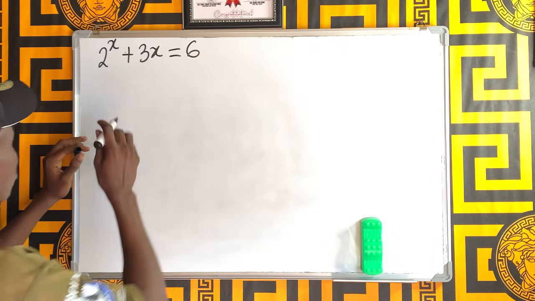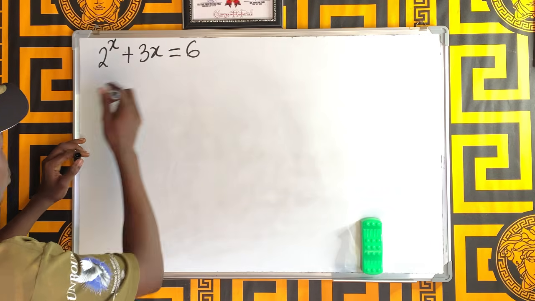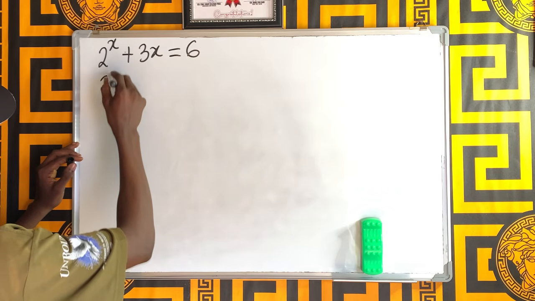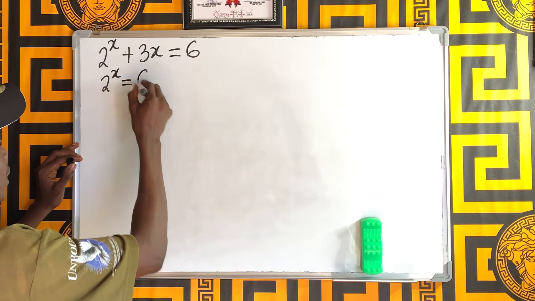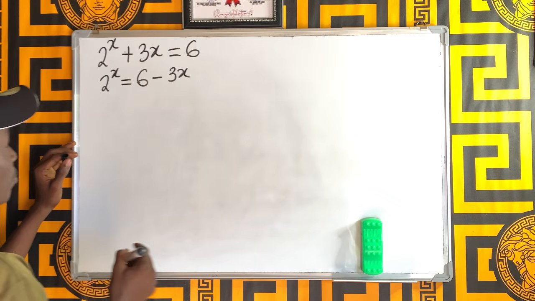Our first step is to subtract 3x from both sides of the equation. If we do that, we will have 2 raised to x is equal to 6 minus 3x. That's our first step.